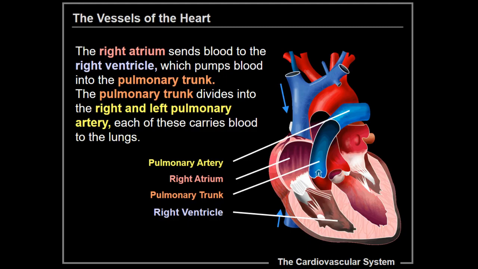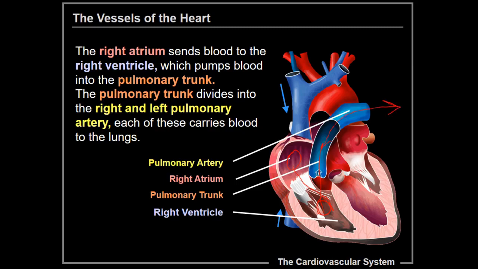The right atrium sends blood to the right ventricle, and it will pump through, this is the right atrium. It will come through the valve here and go into the right ventricle. The right ventricle will then pump when it contracts, and it will send blood up and out the pulmonary trunk, and the pulmonary trunk will branch into the right and left pulmonary arteries.